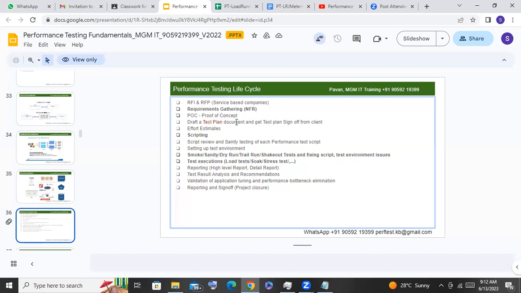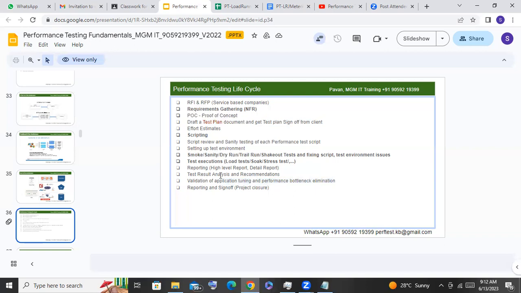Whatever tests we have agreed in the test plan, we would go for those test executions. Then we'll go for the reporting, a high level report and a detailed report. Then we'll analyze the test results properly and make recommendations according to the test results. If our job requires, we would do the application tuning and try to eliminate the performance bottlenecks. Then we'll go for the reporting and sign off. Okay, clear about it, guys?